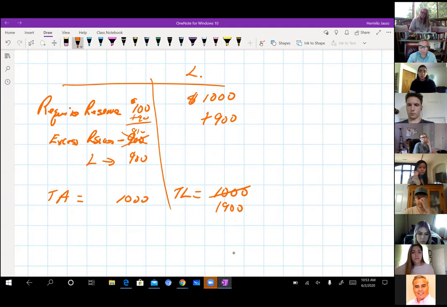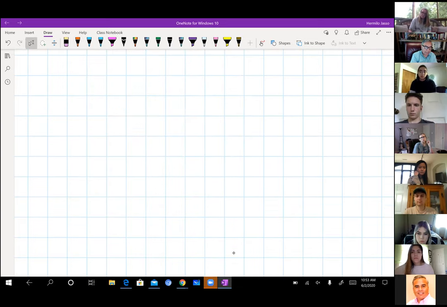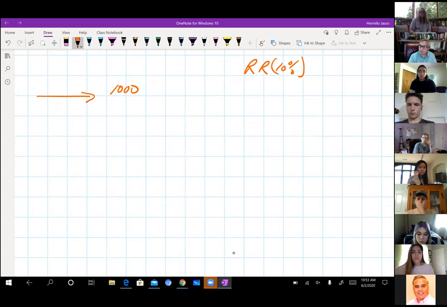So now look at the power of banks. Look at the power of banks. You go to the bank. Deposit $1,000. By law, the required reserve ratio, let's say, is 10%. So that means that the bank has to keep 10% of that in reserves. They cannot touch it. So the bank will keep $100 in reserves, and now they have $900 they will be able to lend.